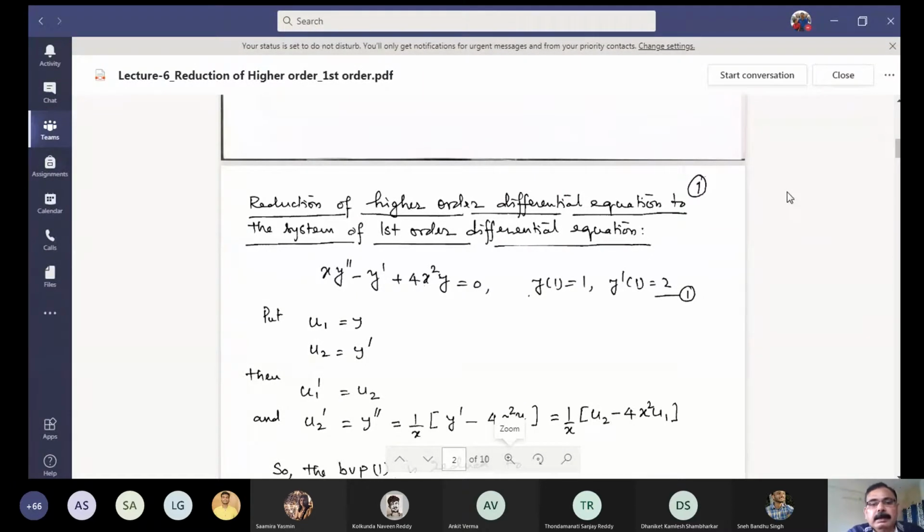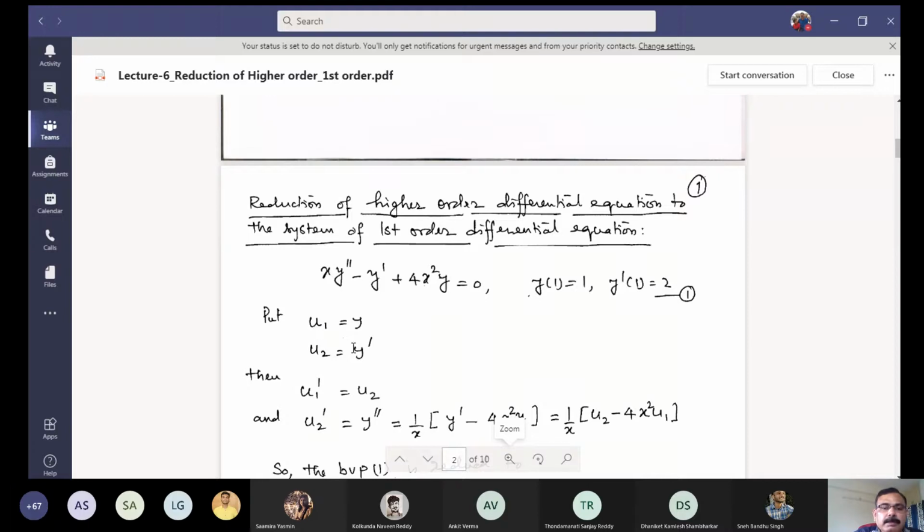I'm taking a little general problem: x square y double prime minus y prime plus 4x square y equal to 0. Since it's a second order differential equation, you require two conditions: y(1) is given as 1, and y prime(1) is given as 2. Now we are introducing two variables, u1 and u2. If it is an nth order equation, we have to introduce n variables accordingly. So u1 is y, u2 is y prime.